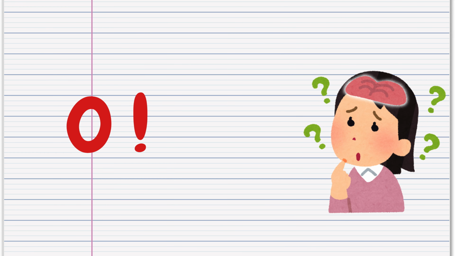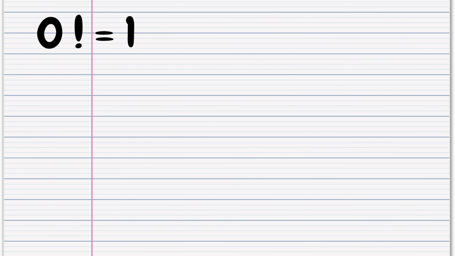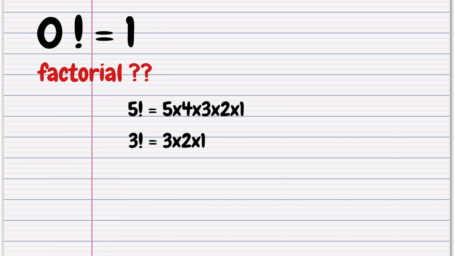Here's a question that confuses almost every student. Why is 0 factorial equal to 1? At first glance, it doesn't make any sense. After all, factorial means multiplying numbers together. 5 factorial is 5 times 4 times 3 times 2 times 1. 3 factorial is 3 times 2 times 1.